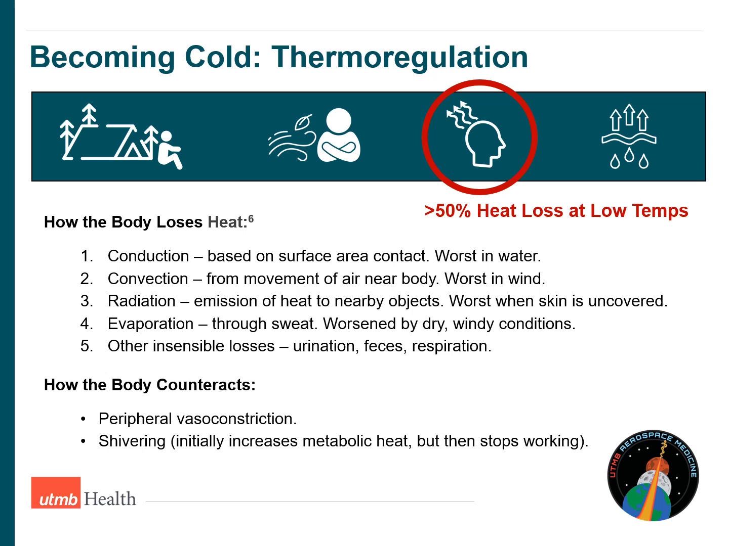Countermeasures the body employs include peripheral vasoconstriction and shivering, but these strategies have limits. Nearly 50% of heat loss at lower temperatures is due to radiation heat loss.